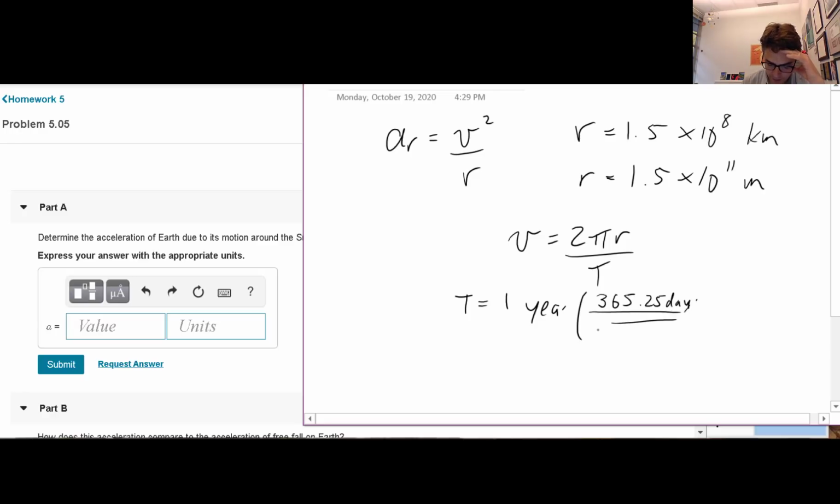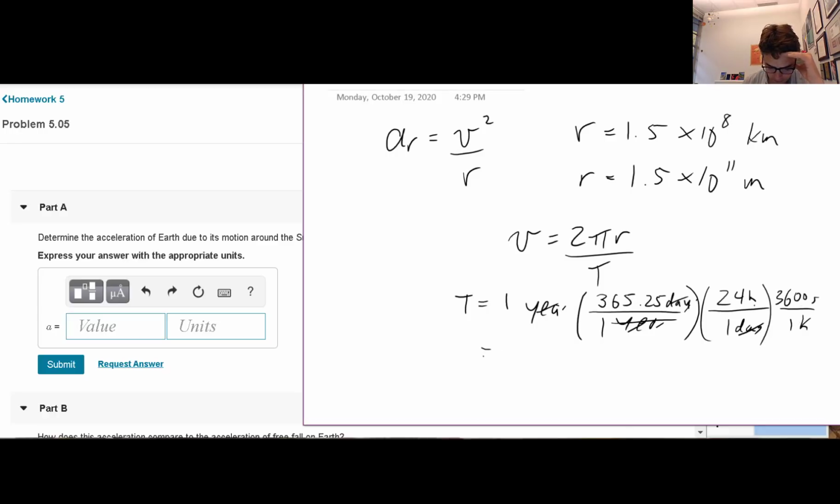Sorry, it's equal to 1 year. So years cancel years. And then we should convert a day to an hour. 24 hours is 1 day. That cancels the days. And then in 1 hour, there are 3,600 seconds. So hour cancels hours, and then we get the whole thing in seconds.